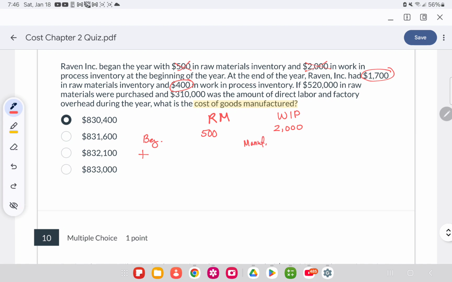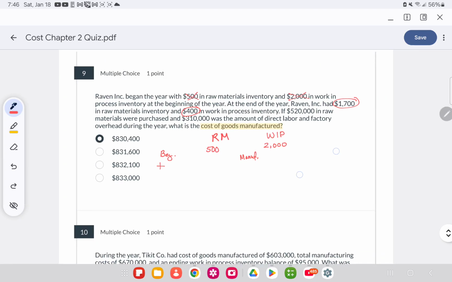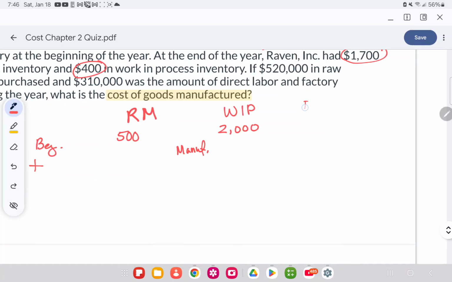And you know already, we have 3 manufacturing costs: direct material, direct labor, and then factory overhead. So when we're dealing with those 3, direct materials, direct labor, and factory overhead, it's really important to remember that when they say manufacturing costs going into WIP, they're talking about direct materials used, not purchased. This is important.